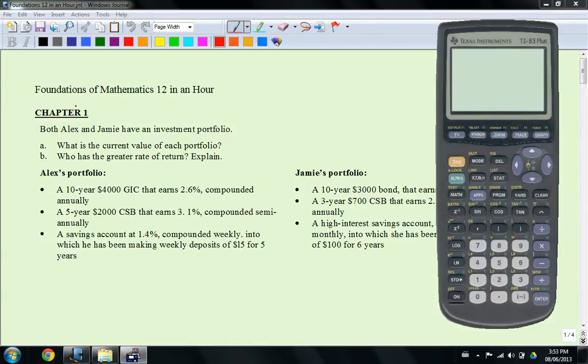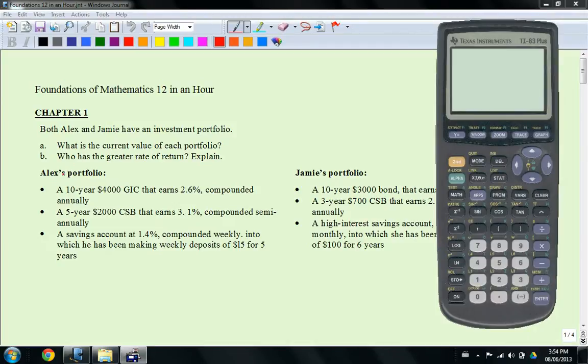What I'm going to do here is use the TVM solver as much as I can to do these questions, because since you are going to have graphing calculators anyways for the test, this is a much easier way to talk about these questions.